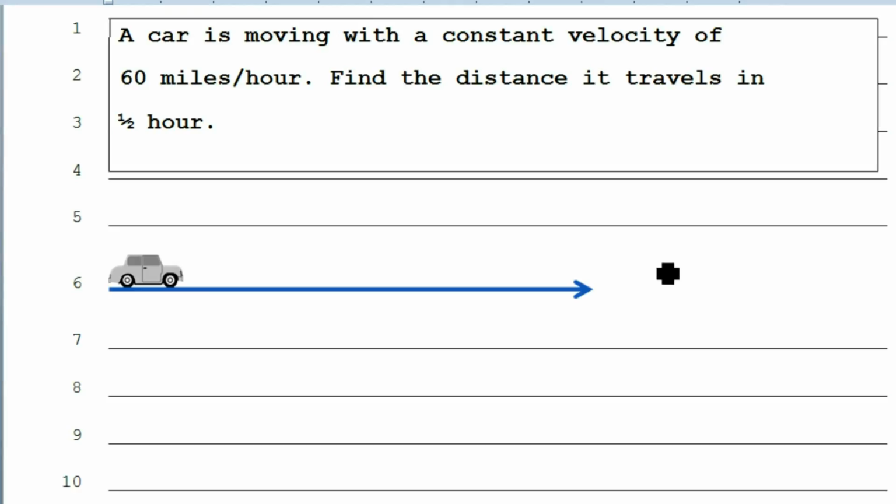So a car is moving with a constant velocity of 60 miles per hour. We have v equals 60 miles per hour. And we need to find the distance, so we won't know that till later. And the time is 1/2 hour.